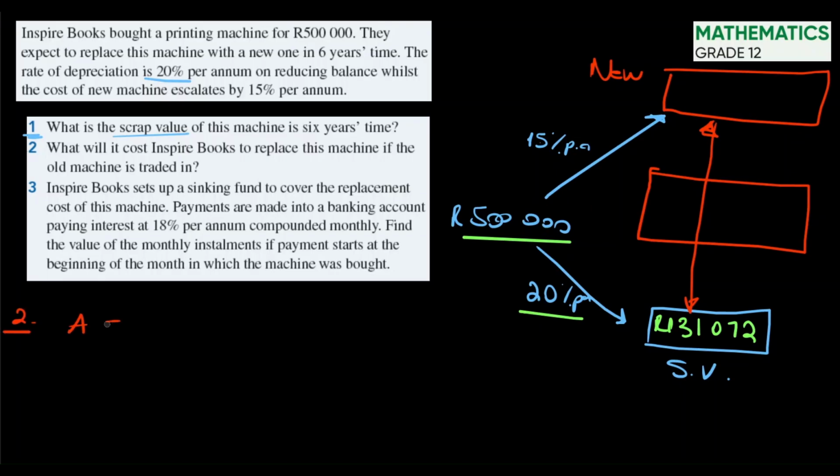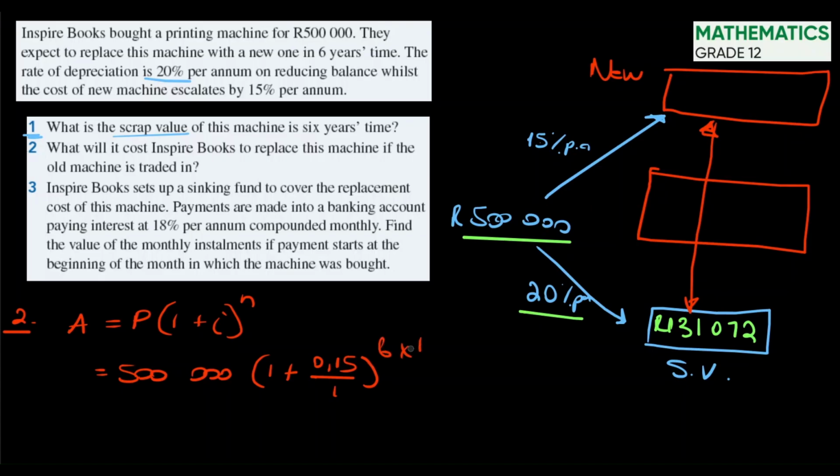It will be A is equal to P(1 + i), compound interest, which will be 500,000 times (1 plus interest, 15%). We divide that by 100, which will be 0.15, and it's compounded per annum, which is over 1, to the power of 6 times 1. And we see that the value of this would have doubled.